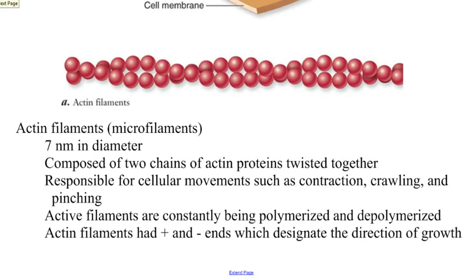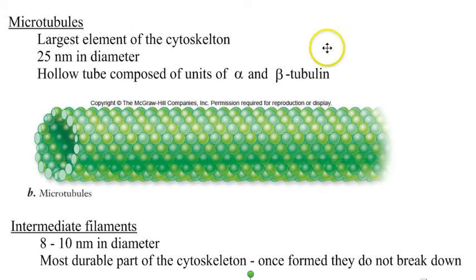We talk about how things move. All right, the largest component are the microtubules. These guys are 25 nanometers in diameter, and these are essentially hollow tubes. And you can see that they're made out of 2 different types of proteins, alpha tubulin and beta tubulin. I love that. Tubulin makes a tube.